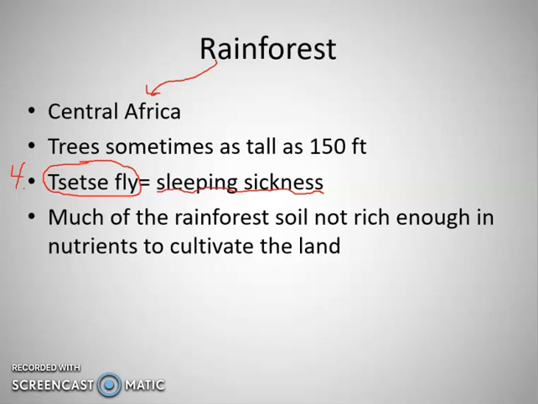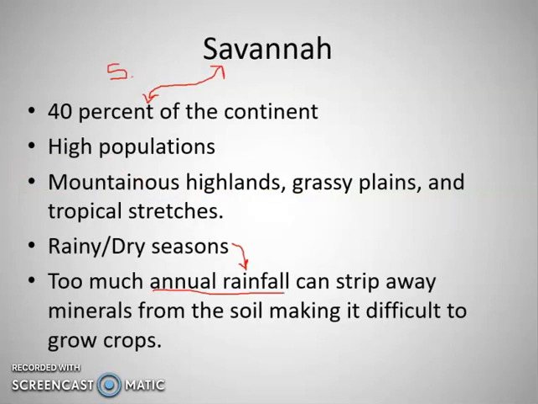The tsetse fly is really disgusting looking. I showed everybody a picture of it. You can look it up on Google if you want. I don't have one on this slideshow. I knew I was forgetting something.